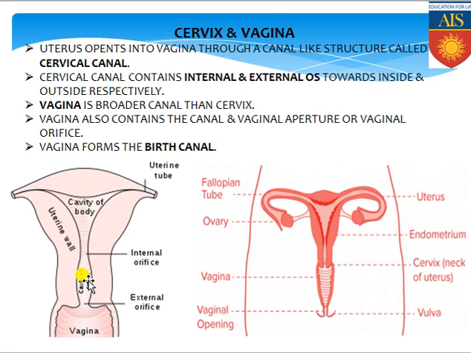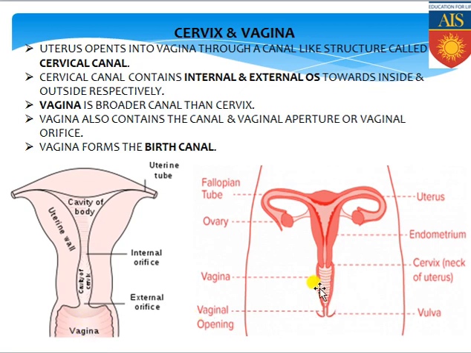Keep it in your mind, the cervical canal contains an internal opening as well as an external opening, commonly known as the internal and external os, or orifice. By the internal os, the cervical canal is connected with the uterus, and by the external os, it is connected with the vaginal canal. The vagina is a much broader canal than the cervix, because the cervical canal is a very narrow portion. The vagina also contains the vaginal canal, and it opens outside through the vaginal aperture or vaginal orifice.